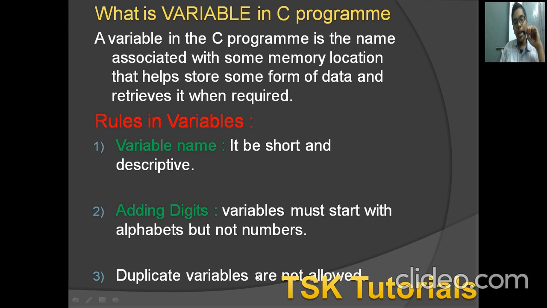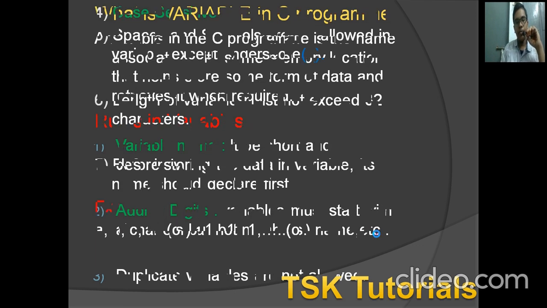Okay, duplicate variables are not allowed. For example, I have given A for some memory location which has the value 10. Then A cannot be given for some memory location which has the value 15 in the same program. After this program is completed, then in the next program you can give A for a different memory location. But in the same program, duplicate variables are not allowed. This is the main part and you have to remember it.